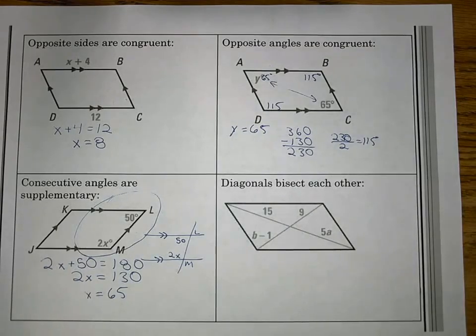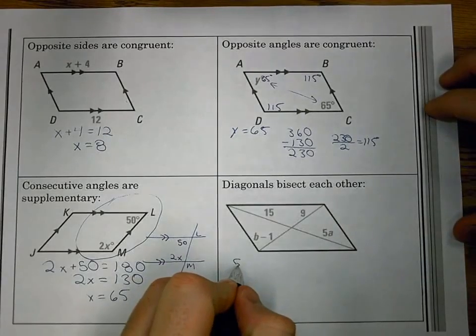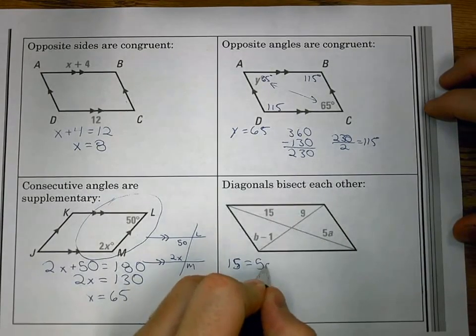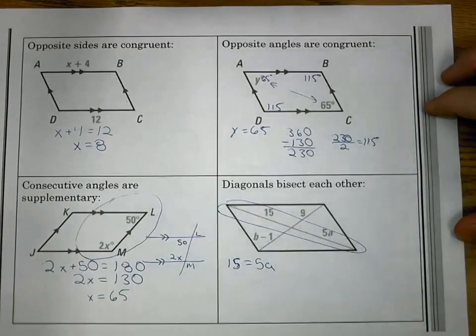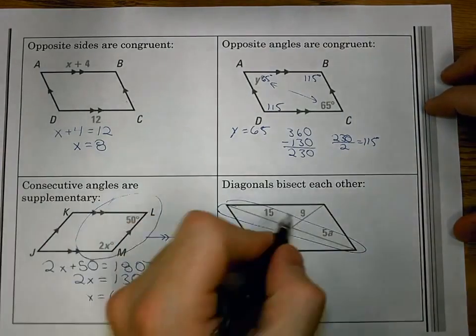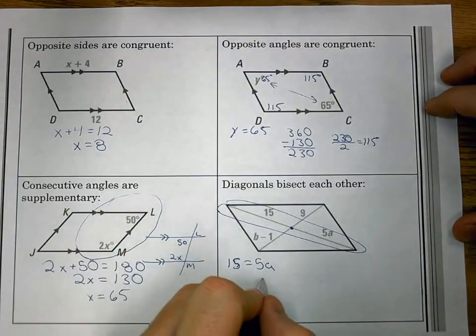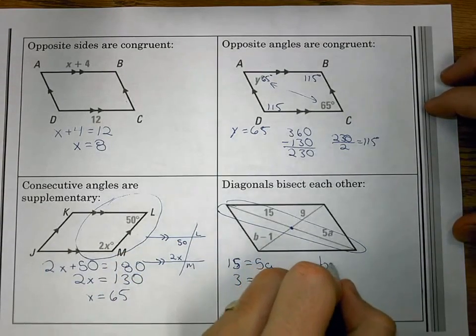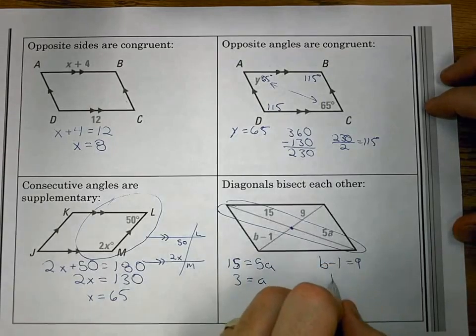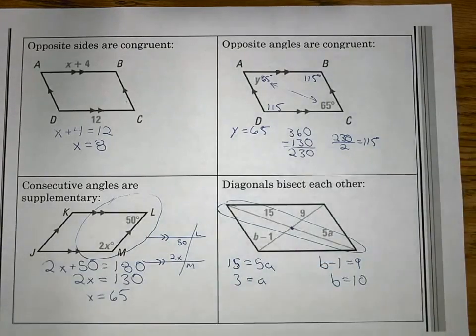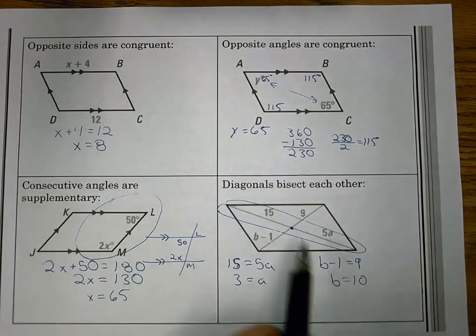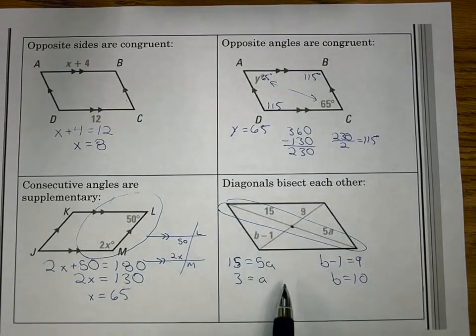Our last one looks at the diagonals. The key thing for the diagonals bisect each other is honestly get the setup correctly. The diagonal that is bisected needs the parts equal to each other. So 15 equals 5a is how I'm going to set it up because they come from the same diagonal. That point is the midpoint. Those parts are equal, so A is 3. And then I can say B minus 1 equals 9, and B equals 10. Get those set up right, and really for all of these problems, it comes down to the setup. But on this one, pick the right ones that match up. You'll find the right values.